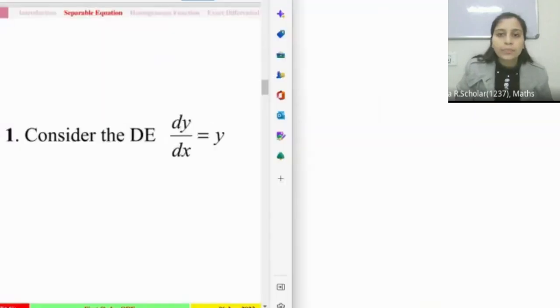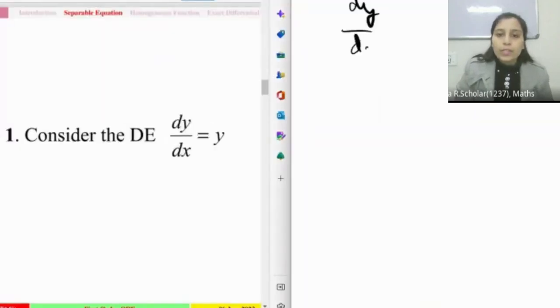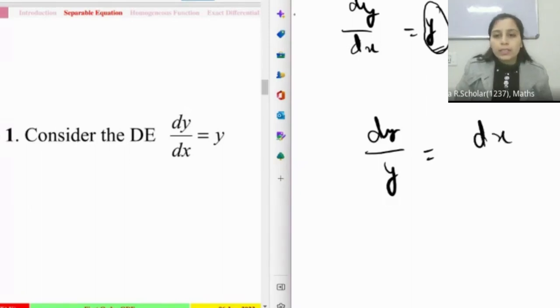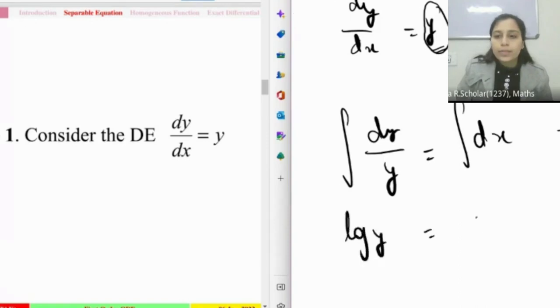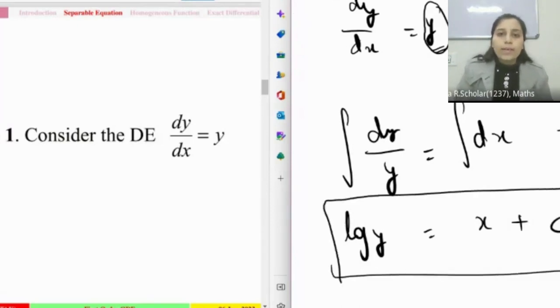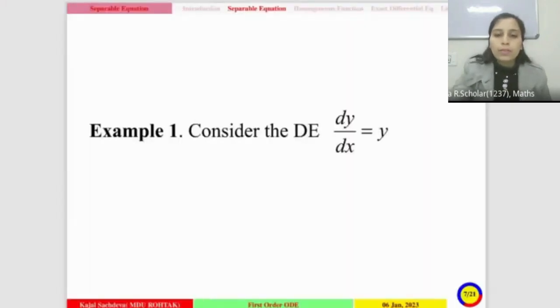Let's try this. Here we have the differential equation dy by dx is equal to y. From here we can see that we can separate this equation, as we have only a function of y. So taking the y part to the left hand side and the x part to the right hand side, we can integrate, adding some constant. The integration of 1 by y is log y, and the integration of dx is x plus c. This is our required solution. So when we have an equation of separable type, we can solve it in this manner. Let's try one more example.